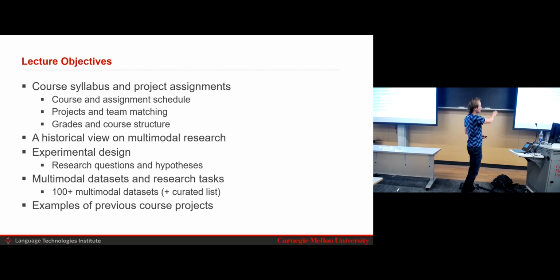And I probably will not have time to, but we also have in the slides that are available online, examples of projects from previous years to give you an idea. These are projects that ended up with a publication. I will say on average, maybe about 20% of the projects end up with a publication.